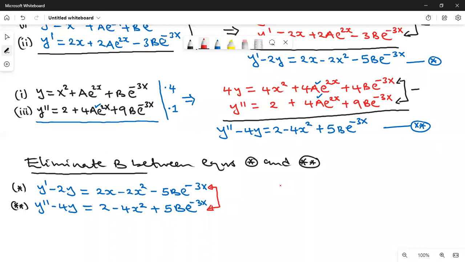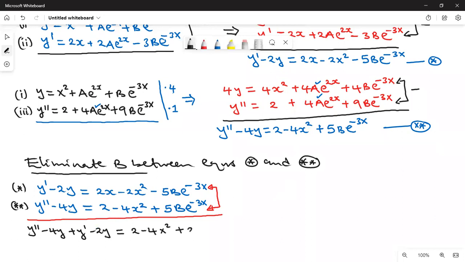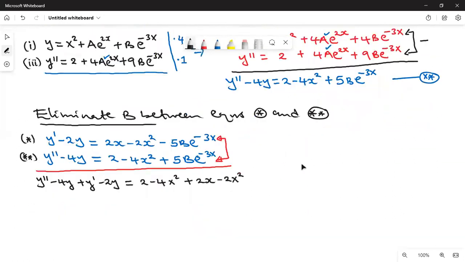So we are saying that upon adding, we are going to get y double prime minus 4y added to y prime minus 2y. We are just adding the left and right hand side is equals to 2 minus 4x squared plus 2x minus 2x squared. See what you're getting? Then plus 0b, which I don't need to write. Now let's simplify this one.